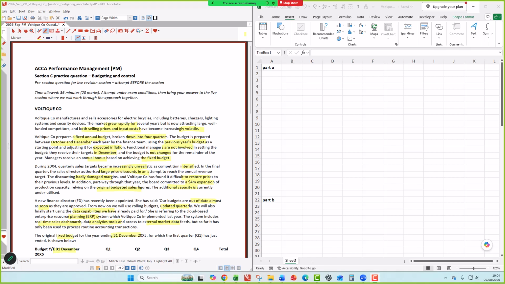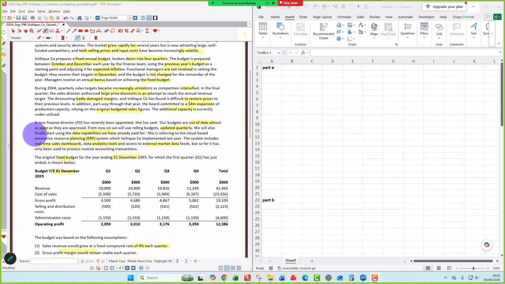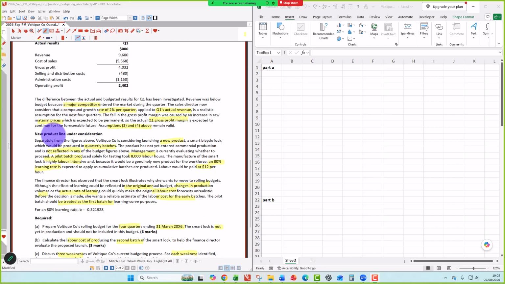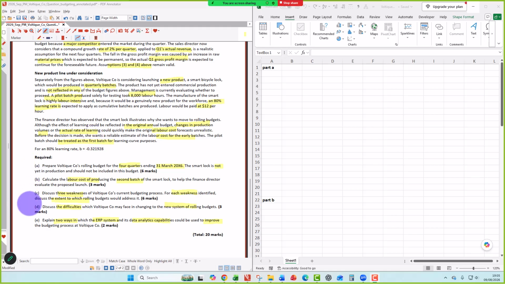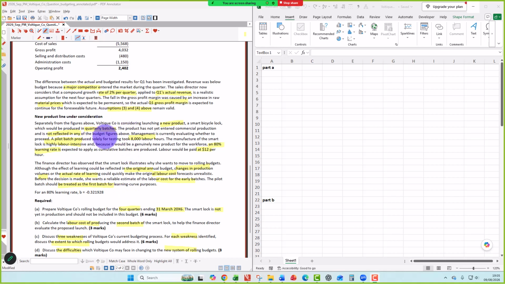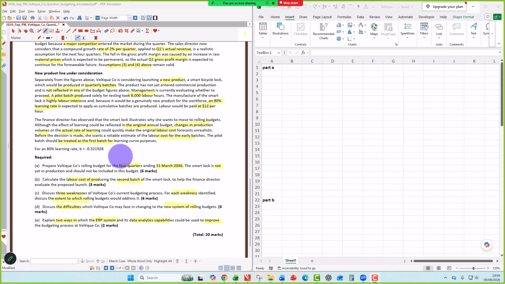One of the skills we need to develop when we're doing Section C questions is knowing what to ignore and when, and what to take account of and when. Hopefully when you were reading through this, you saw that there was this new product line, which wasn't related to any part of Part A and was all related to Part B. So when you've got a lot of information, do try and work out where it belongs and where it doesn't belong.